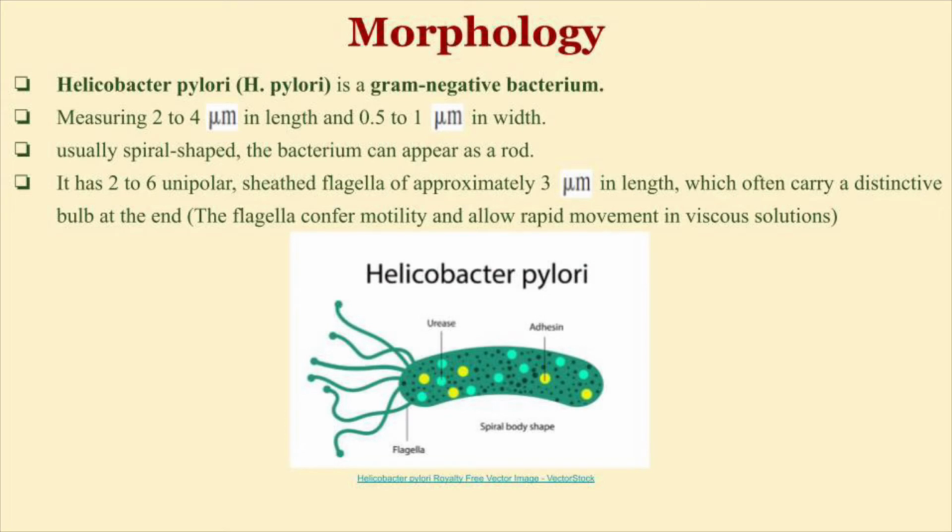Next, the morphology. Helicobacter pylori is a gram-negative bacterium measuring 2 to 4 micrometers in length and 0.5 to 1 micrometer in width. Usually spiral shaped, the bacterium can appear as a rod. It has 2 to 6 unipolar sheathed flagella of approximately 3 micrometers in length, which often carry a distinctive bulb at the end. The flagella confer motility and allow rapid movement in viscous solutions.